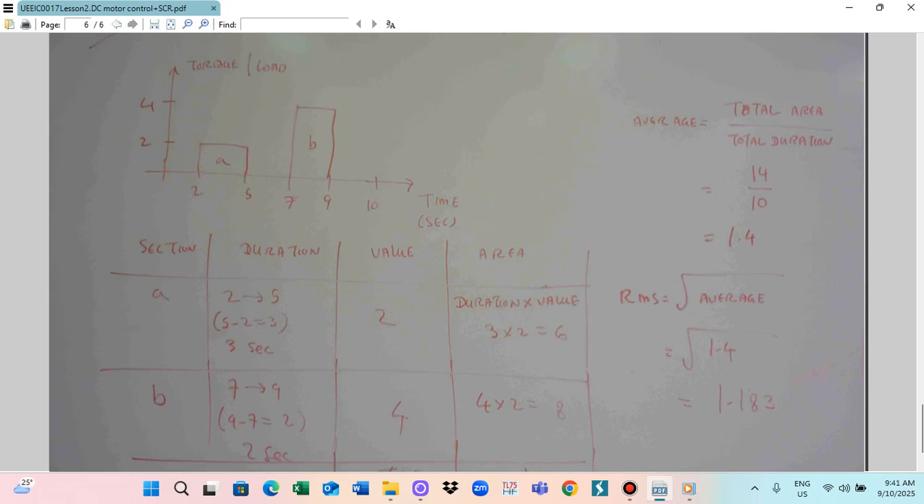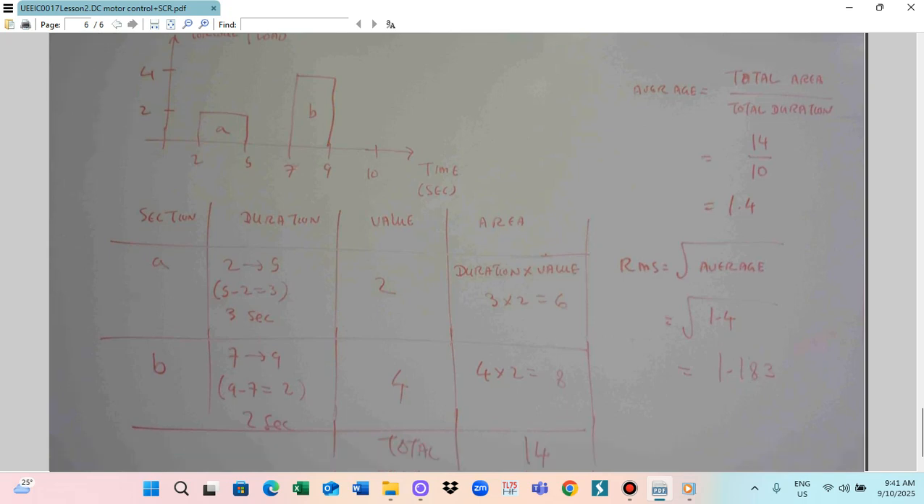So for section A, the duration is a step from 2 to 5. So 2 to 5 means you have to find the duration. So 5 minus 2 is equal to 3. So there will be 3 seconds. The 3 seconds in this case have a value of 2. So area is calculated with the formula duration multiplied by value. So the duration is 3, value is 2, so this is 6. So this is for A.